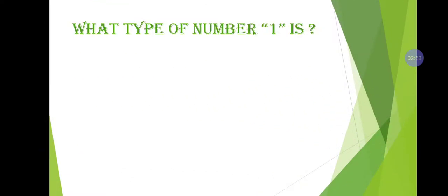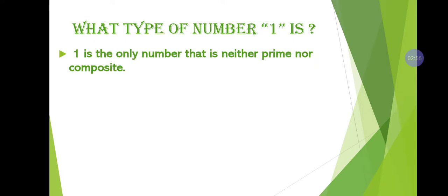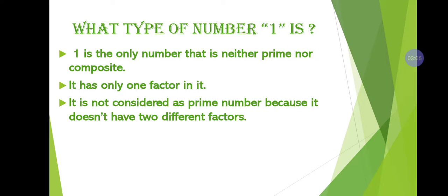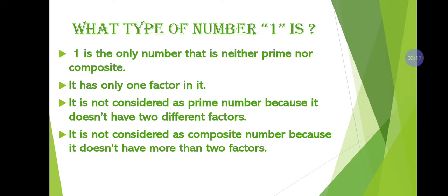Now what type of number is 1? 1 is the only number that is neither prime nor composite. It has only one factor in it. It is not considered a prime number because it does not have 2 different factors. It is not considered a composite number because it does not have more than 2 factors. So at the end we can say 1 is a unit number.